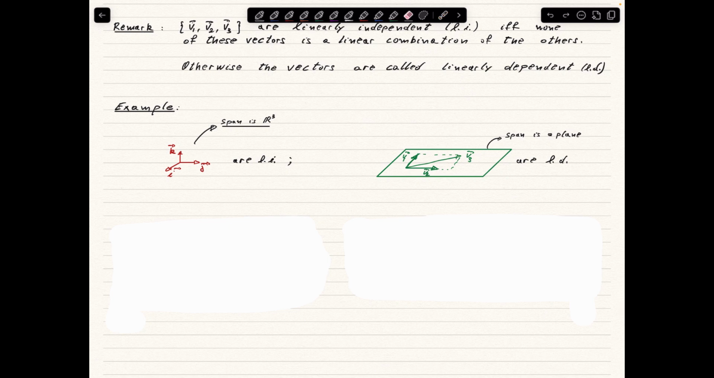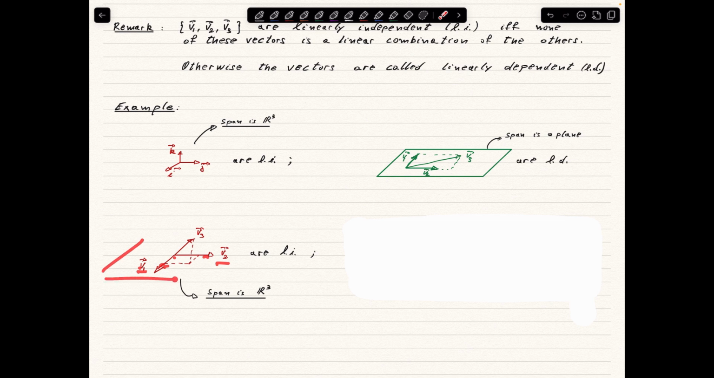Another example of linearly independent vectors: they don't need to be mutually perpendicular. For example, we have two vectors that are not proportional to each other, which define a plane, and the only thing we need for the 3 vectors to be independent is that the third vector is not in that plane, like here.